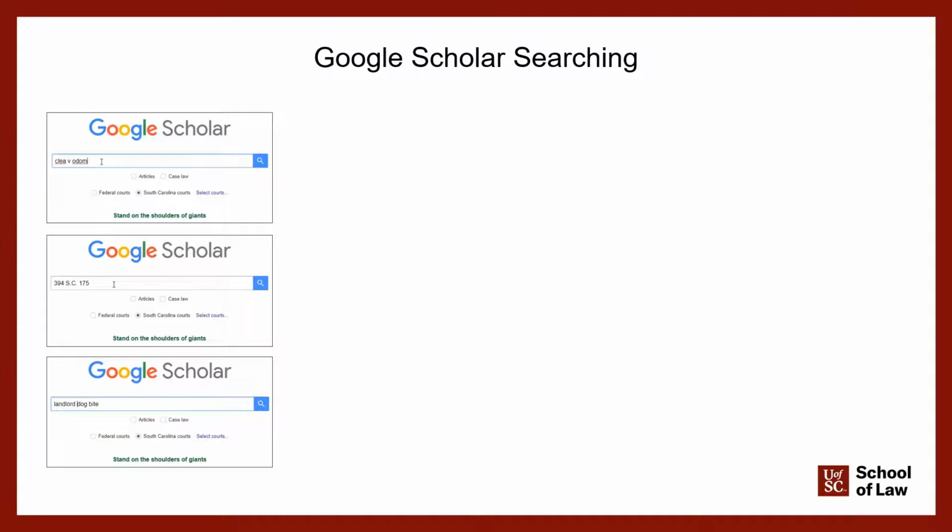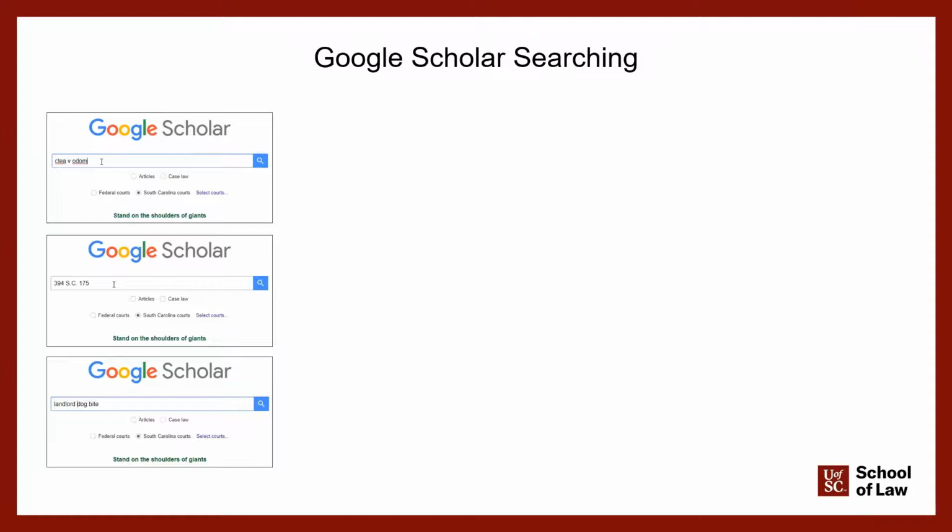Well, we could do several different searches in Google. We can do Clea v. Odom, because Google handles these sort of multi-word searches much, much better than South Carolina's webpage. We can put in the citation because we have that, 394 SC 175. Or we could just throw in some of those subject terms like landlord dog bite. All of these searches that I've got modeled here, they'll work. You will find the case.